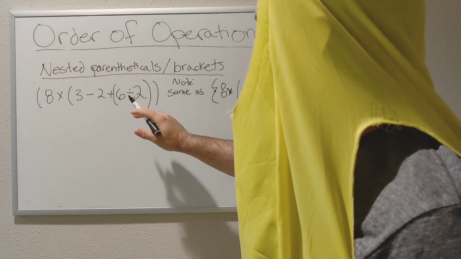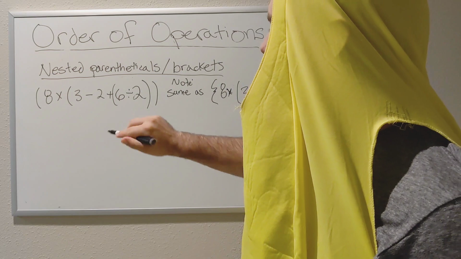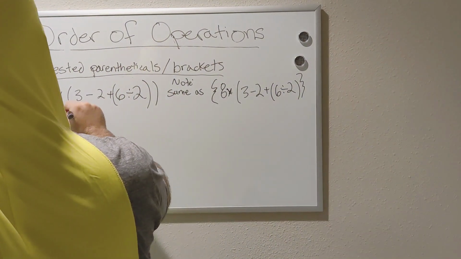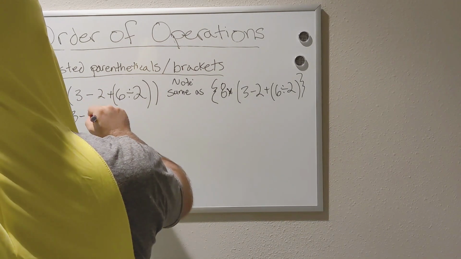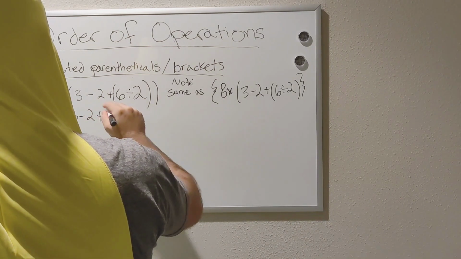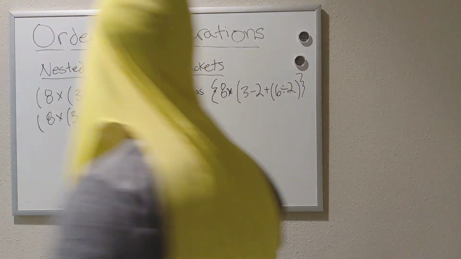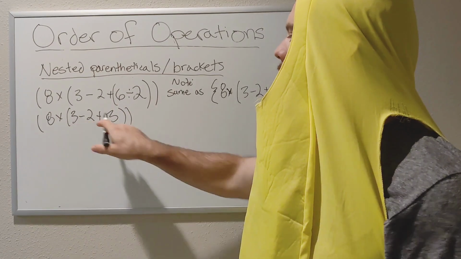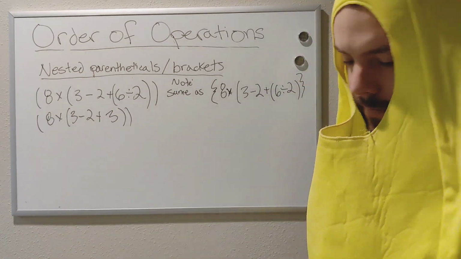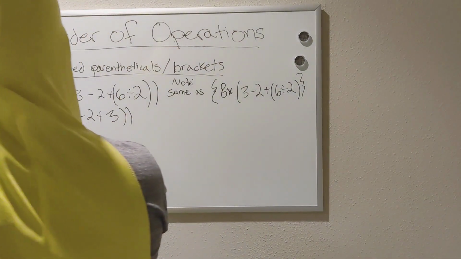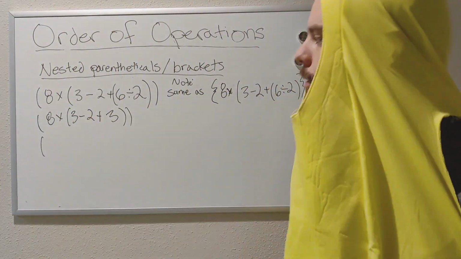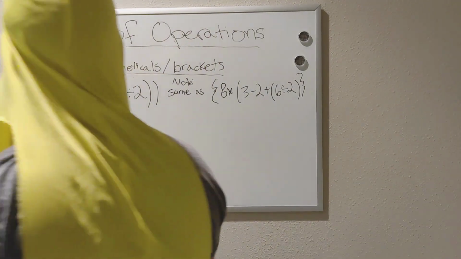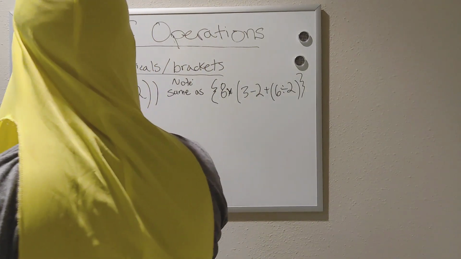So let's begin. The innermost parenthetical is 6 divided by 2. Let's go ahead and resolve that operation. So we're going to get 8 times (3 minus 2 plus 3) when we do that operation. Okay, next we have a string of addition and subtraction. We know we need to work that from left to right, so let's go ahead and do it. Start with the leftmost subtraction. We're going to get 8 times, inside the parentheses, 1 plus 3.